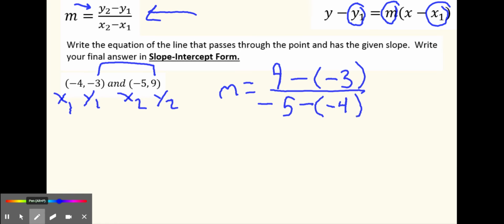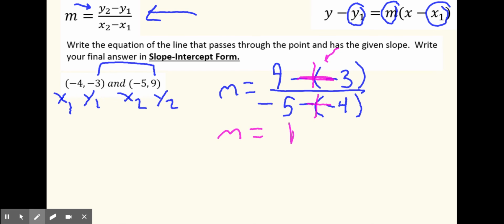I really just want to take a moment here to talk about the double negatives again. In the case where you have 2 negatives, a negative times a negative, minus a minus 3, it's going to make that a positive 3. -5 minus a minus 4 is going to make that a positive 4. So I'm actually just going to rewrite this so we don't get confused. That's 9 plus 3 divided by -5 plus 4.